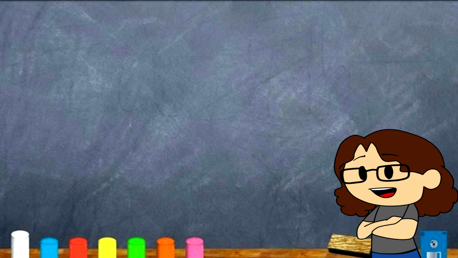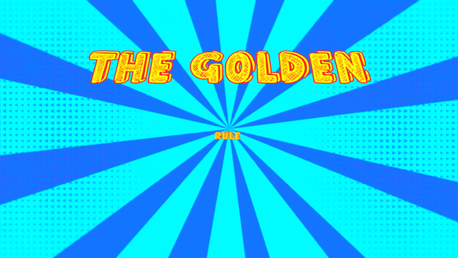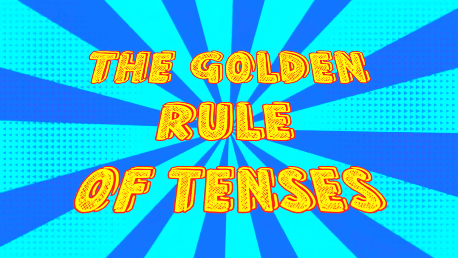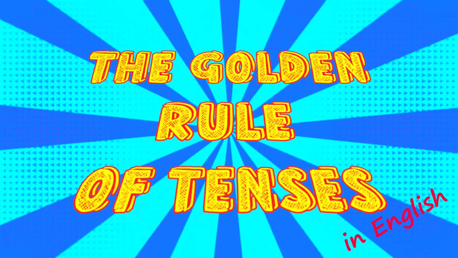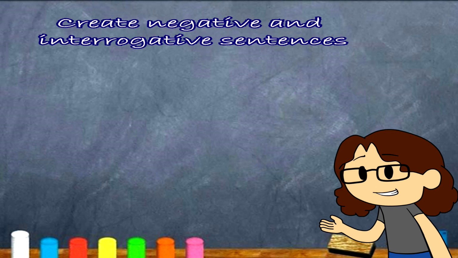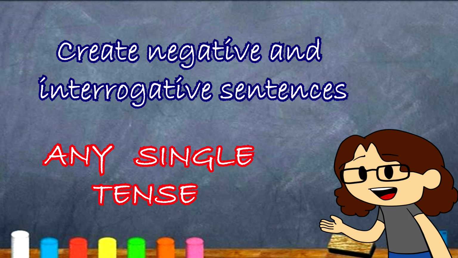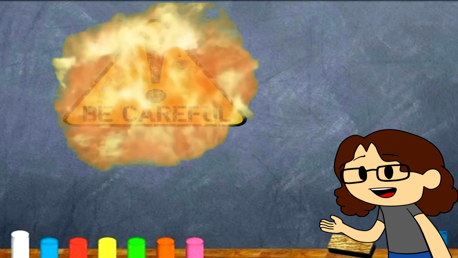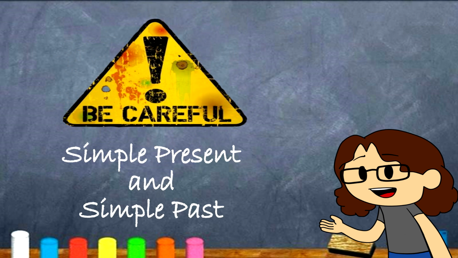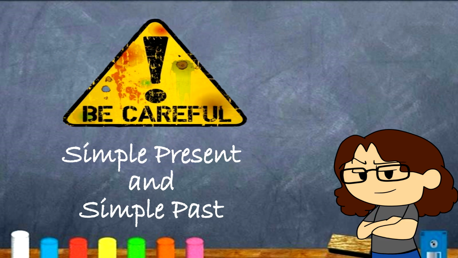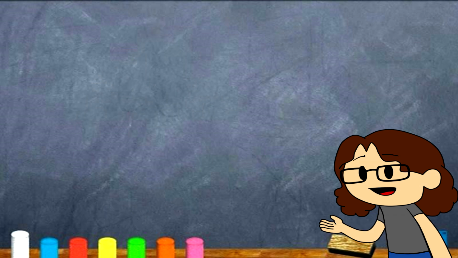Today, I'm gonna show you something that I think is very helpful. I like to call this the golden rule of tenses in English. This rule will help you create negative and interrogative sentences in any single tense. There are some tenses, such as the simple present and the simple past, which follow this rule, but they have a special twist. In order to apply this rule, you need to be aware of two things.